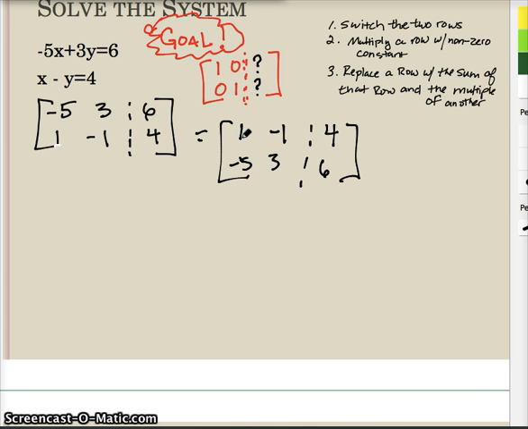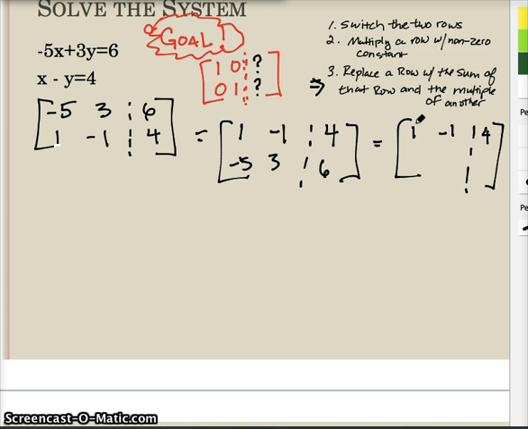What I need to do next is get rid of this -5 and get a 0 here. I think that might be easy. The way I can get a 0 is I'm going to use rule number 3. Rule number 3 says that I can replace a row with the sum of it and a multiple of another row. So I'm going to leave the first row as it is, 1, -1, 4, and then I'm going to replace this next row by multiplying my first row by 5 and adding it to the second row.